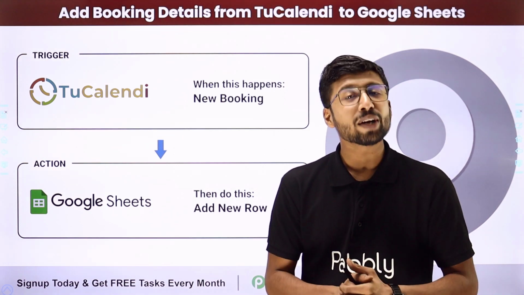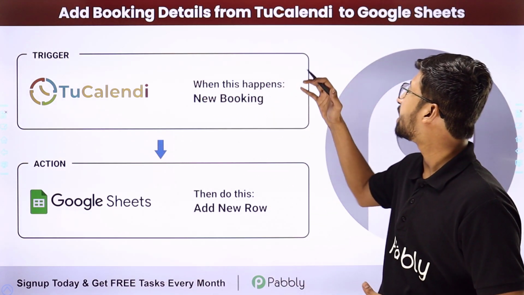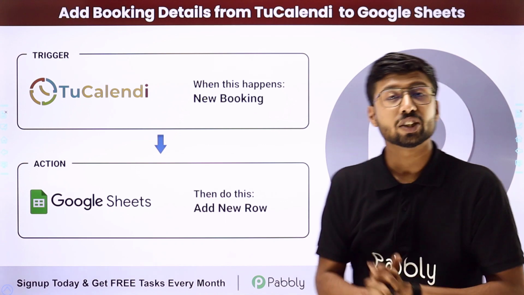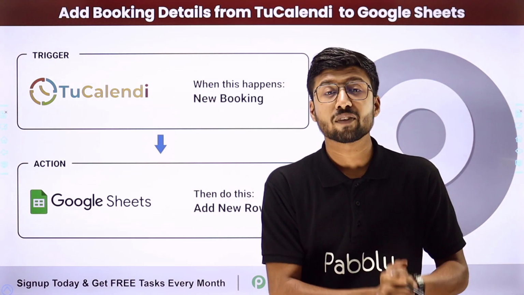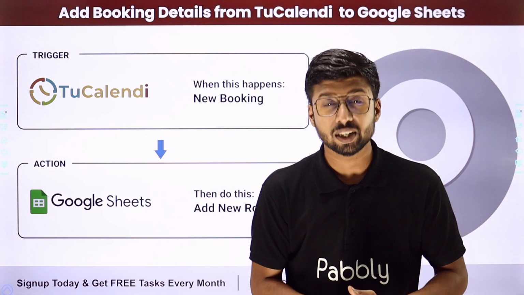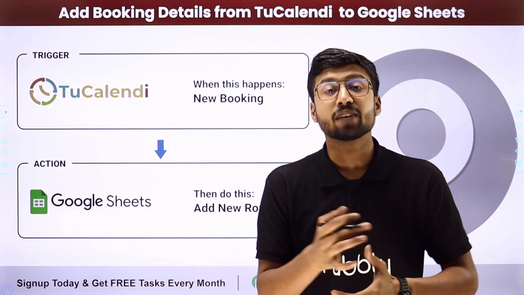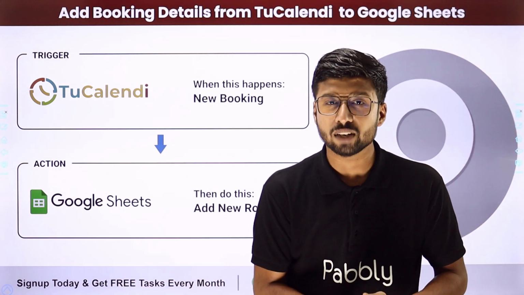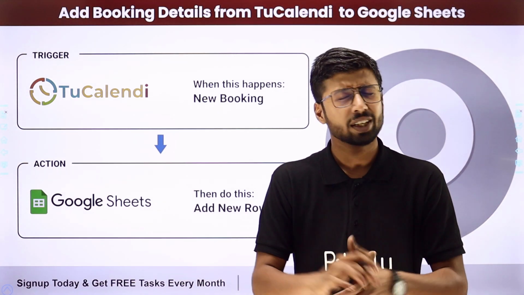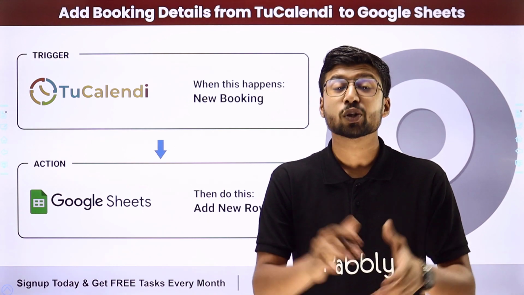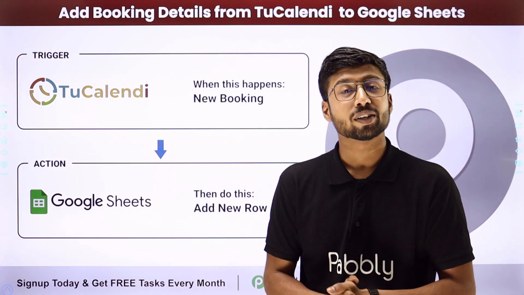So in this video, we are going to learn how to add booking details from TuCalendi to Google Sheets. Now suppose, guys, you are using TuCalendi as an event booking platform to get bookings for your important events or appointments. And you want that whenever you receive a new booking for an event in TuCalendi, the booking details are added into a Google Sheet just to maintain the record. So let me tell you, you can actually automate this process.